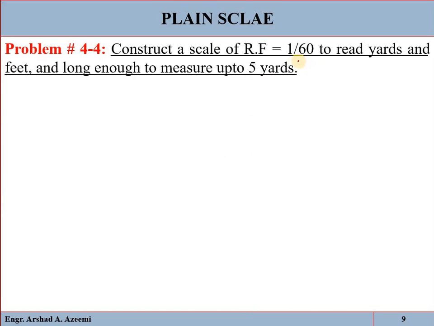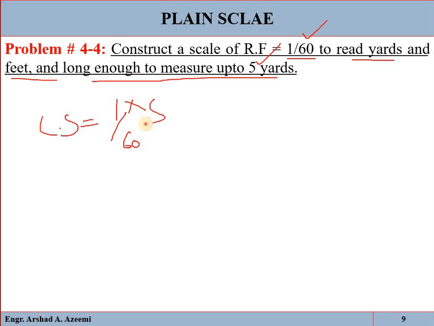Construct a scale of representative fraction 1/60 to read yard and feet and long enough to measure 5 yard. So see, the representative fraction is given, the maximum distance is given. So just find out the length of the scale, which is equal to 1/60 multiplied by 5 yard. Multiply the representative fraction with the maximum distance.